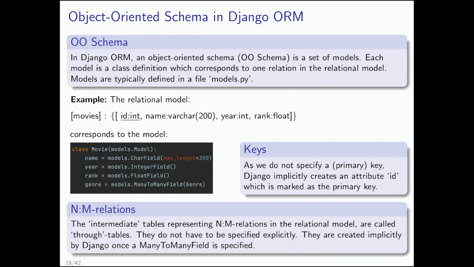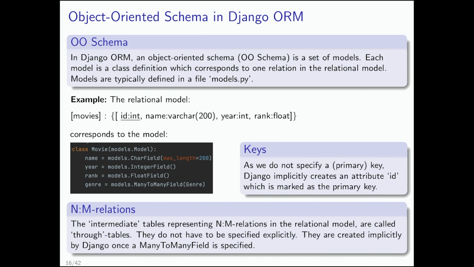So how does such a schema look like? When you look, what you do is you create this object-oriented schema, OO schema, and that's a set of models. Each model is basically like a table in the SQL world, in the database world. And each model comes with a class definition that corresponds to one relation in the relational model. And these models are defined in a file called models.py. So for instance, the relational model that we wrote as something like that corresponds to the model like that. It's basically rotating it by 90 degrees and putting each attribute on a separate line.